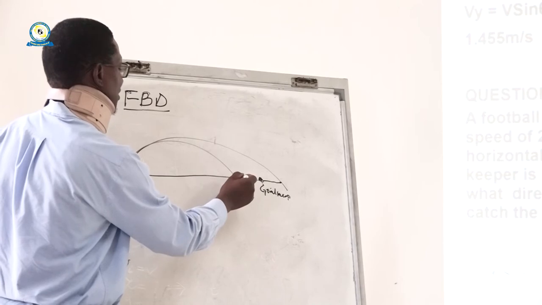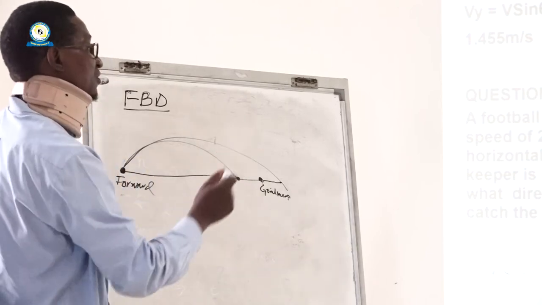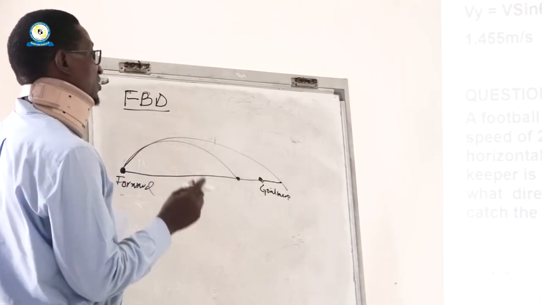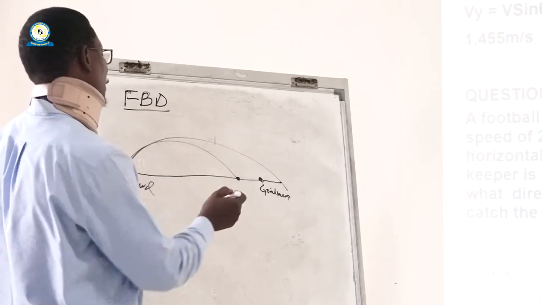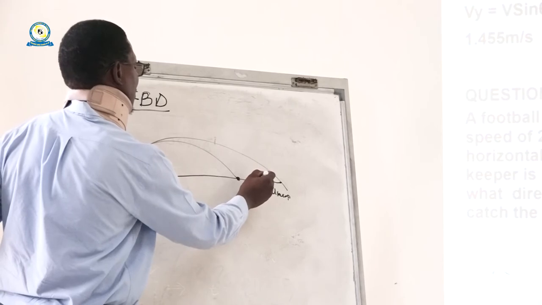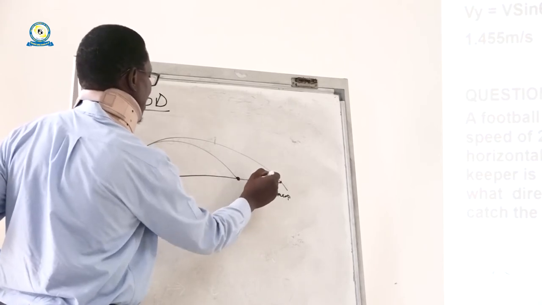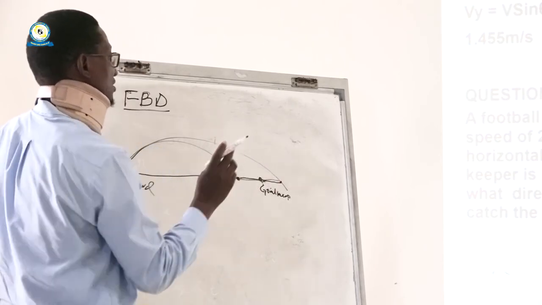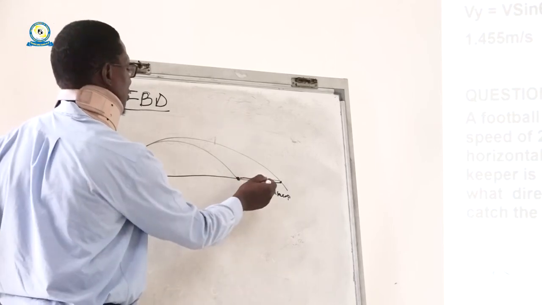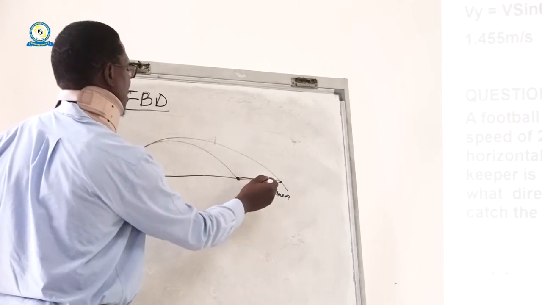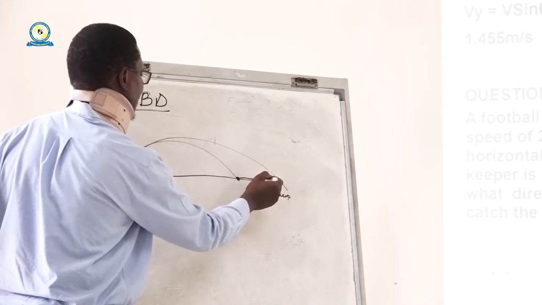So we were asking the meaning of, in what direction must the goalkeeper run? It means running there or running here. That is the meaning. So do not confuse which direction it means, there or here.